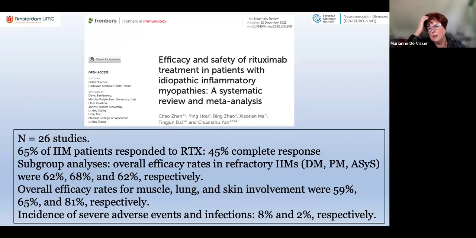And here you see a recently performed systematic review and meta-analysis on rituximab, including 26 studies. Two thirds of the patients responded to rituximab, and 45% had achieved a complete response. There is not much difference with regard to efficacy rates in the 3 subtypes. And you can also see that skin does better on rituximab as compared to muscle and lung. And the incidence of severe adverse events and infections are quite acceptable.